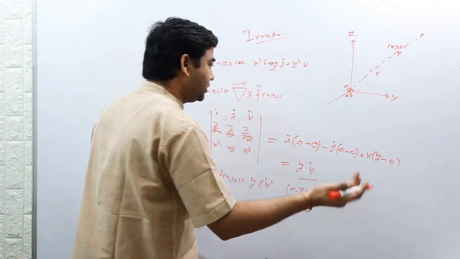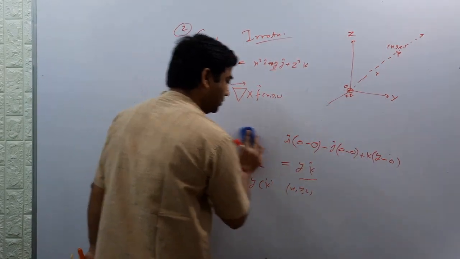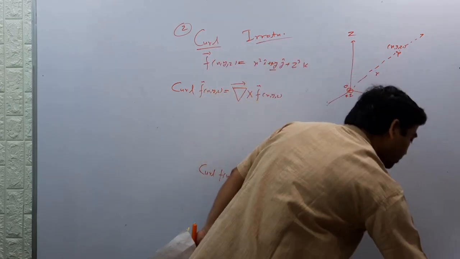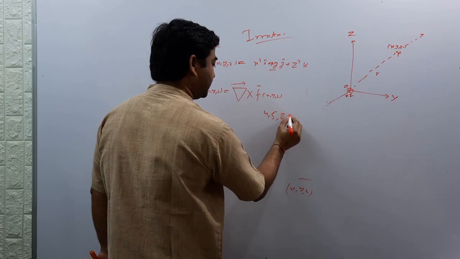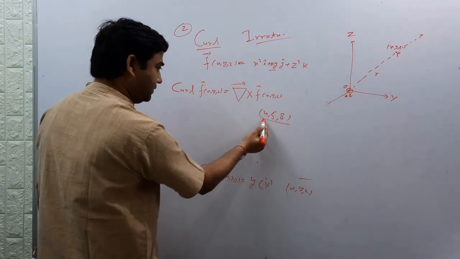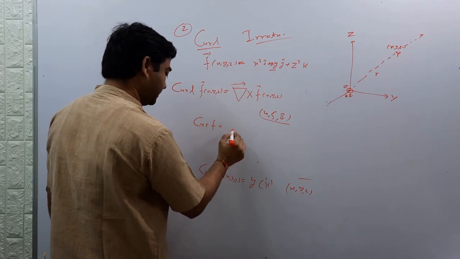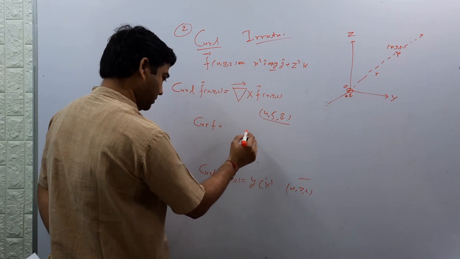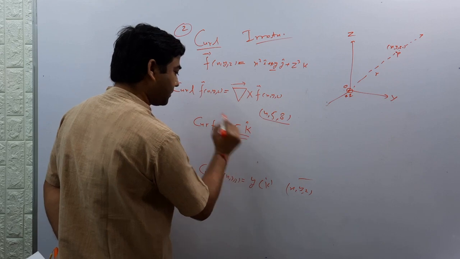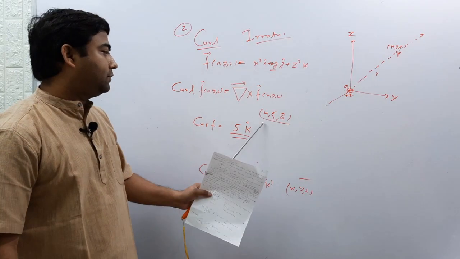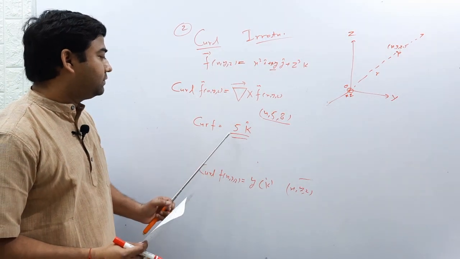Let us take a specific point, as we are finding the operation for a specific field also. Let's just select an arbitrary point 4, 5, 8. For this point, y is 5. So curl f is 5k at point 4, 5, 8. Curl of this vector field is 5k.